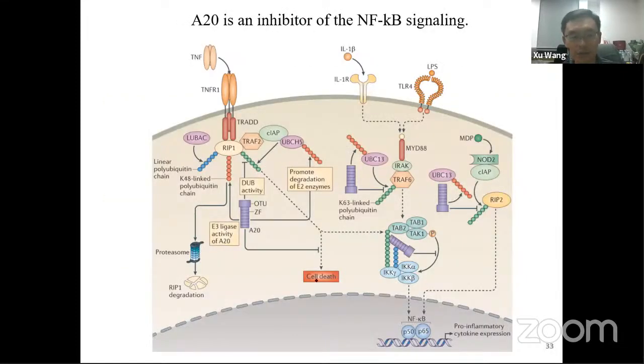So from this picture, we can see that upon stimulation with TNF, a pro-inflammatory cytokine, or LPS, which is derived from bacteria, the intracellular NF-kappa B signaling pathway is activated. And A20 can inhibit the activation of NF-kappa B signaling.